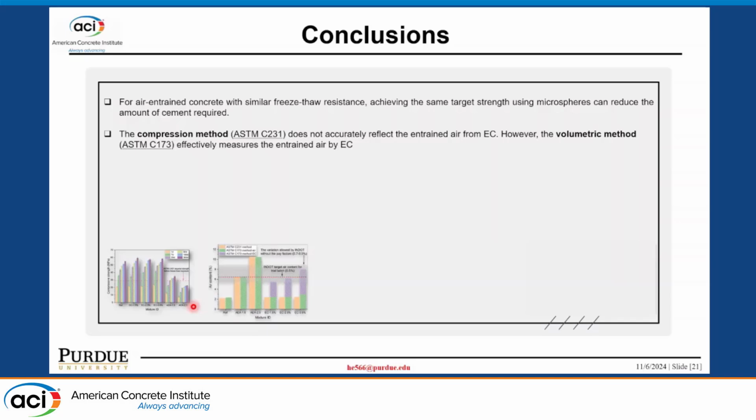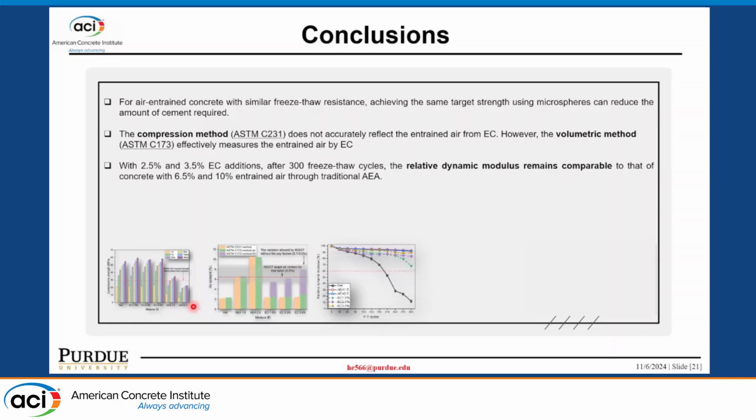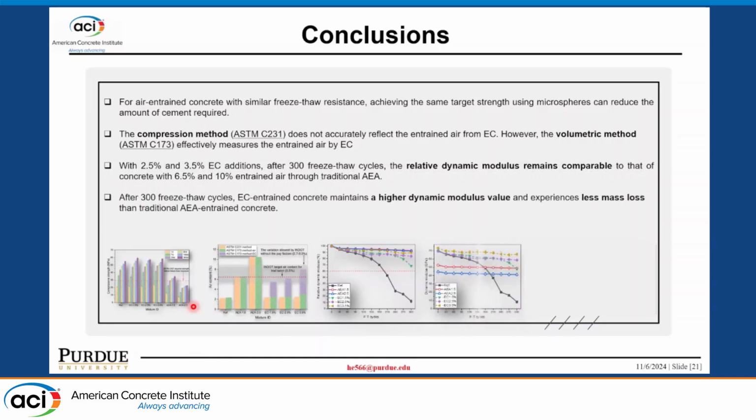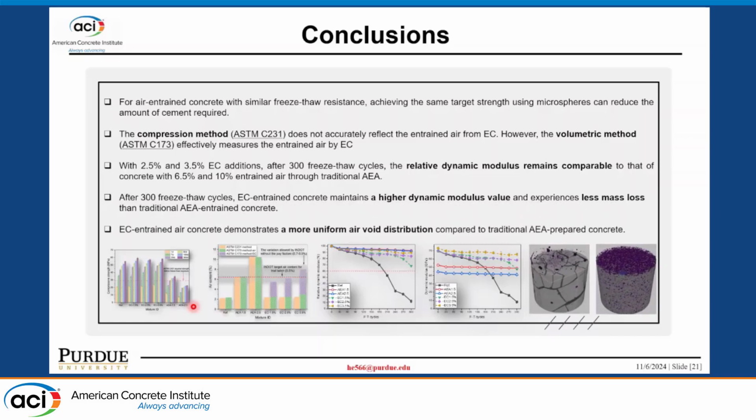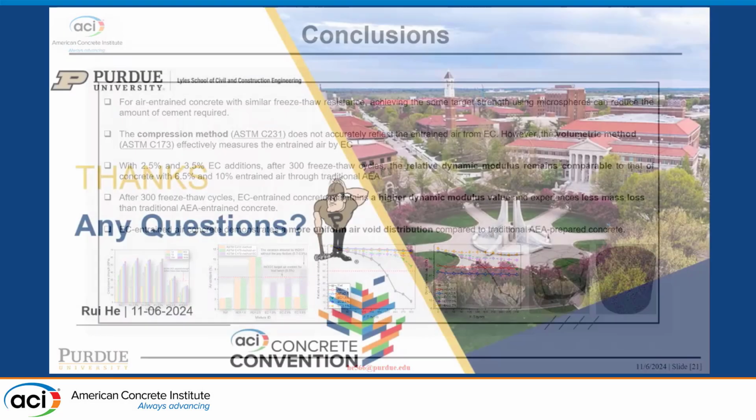Another thing is the compression method does not accurately reflect the entrained air from the expansive. However, the volumetric method is a good method to measure the entrained air from the expansive. With 2.5 and 3.5 of the expansive addition, after 300 cycles the relative modulus is comparable to the concrete with 6.5 and 10% of entrained air. After 300 cycles, the expansive concrete maintained a higher dynamic modulus value and experienced less mass loss than the traditional AEA concrete. And the expansive entrained air concrete demonstrated a more uniform air void distribution compared to the traditional AEA concrete. All right, thanks.